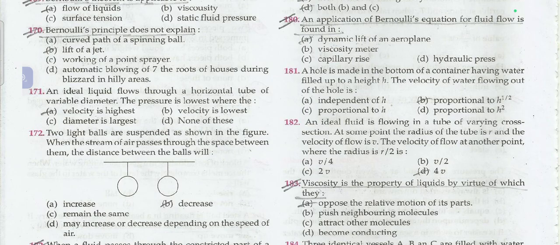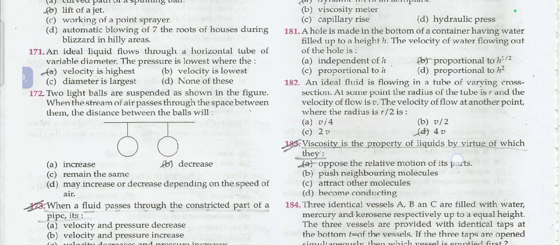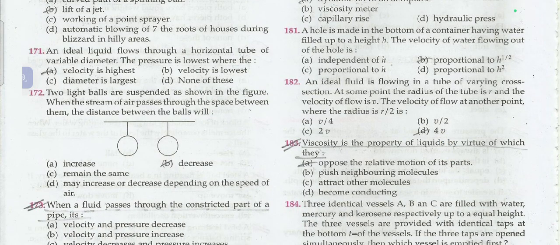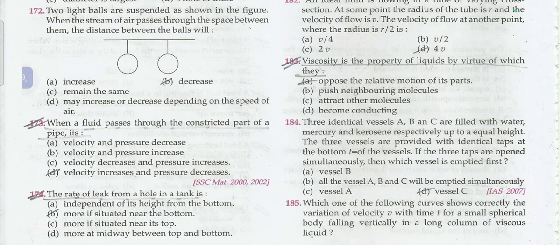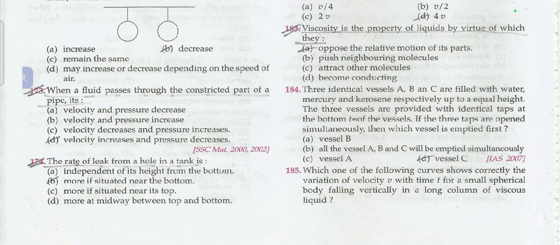An ideal fluid is flowing in a tube of varying cross section. At some point, the radius of the tube is r and the velocity of flow is v. The velocity of flow at another point where the radius is r by 2 is 4v. Viscosity is the property of liquids by virtue of which they oppose the relative motions of its parts.